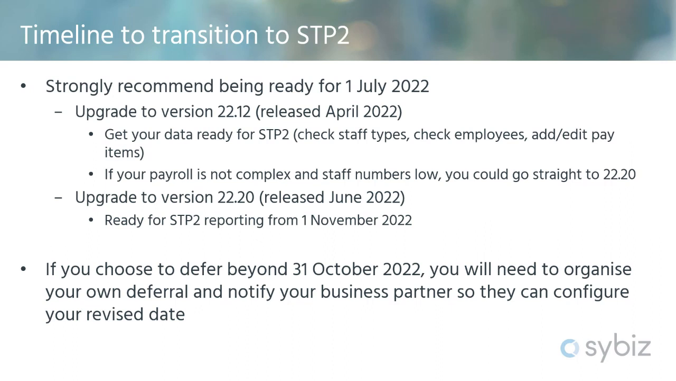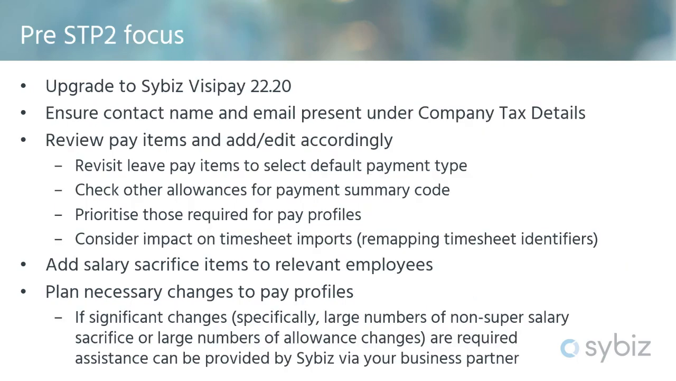And again, just making this point again, if you do want to defer beyond the 31st of October, you do need to arrange your own deferral and get in contact with your business partner so we can override the deferral date that's hard-coded into the system. So from a pre-STP2 focus point of view, upgrade to 22.20, make sure the contact name and email information is present under the company tax details.